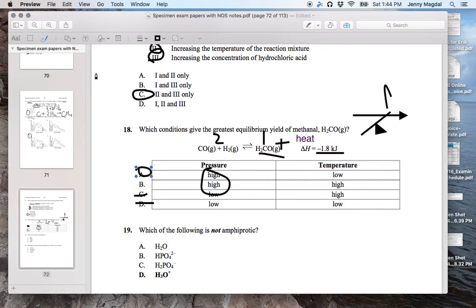If I went in the opposite direction, if I increased the heat, my teeter-totter would go in the opposite direction. It would go towards the other side. It would form more of the CO and the H2.